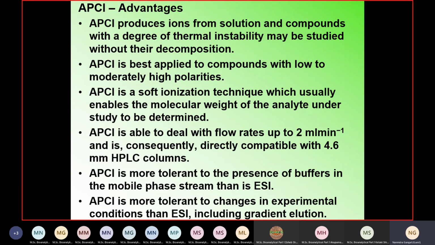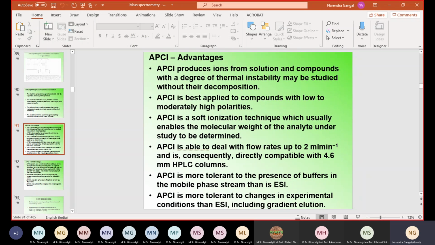Unlike your thermospray, in which I am using either the filament, or a discharge electrode, or basically the heated portion that is being used for my... just a minute, just a minute.